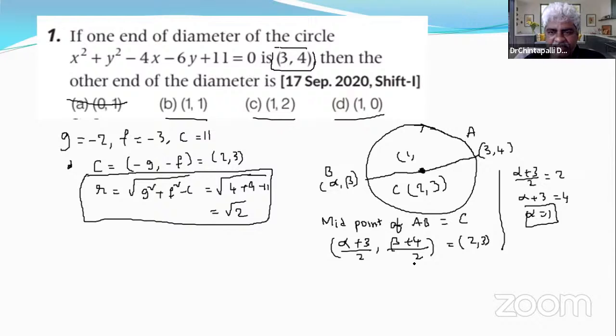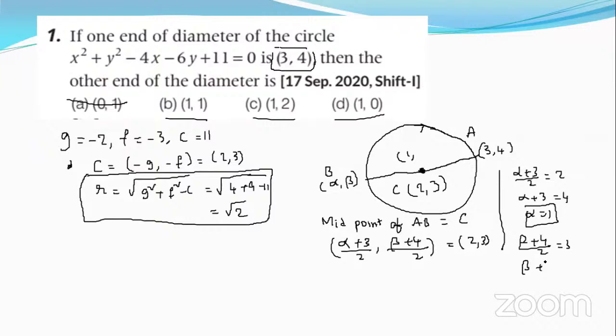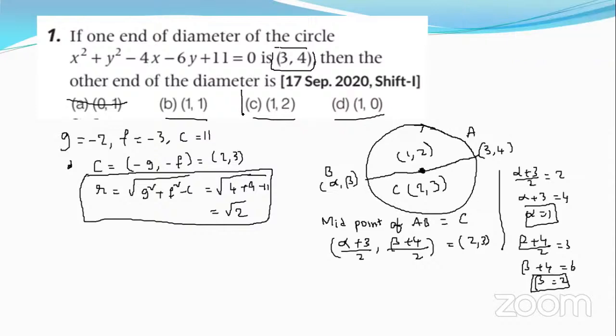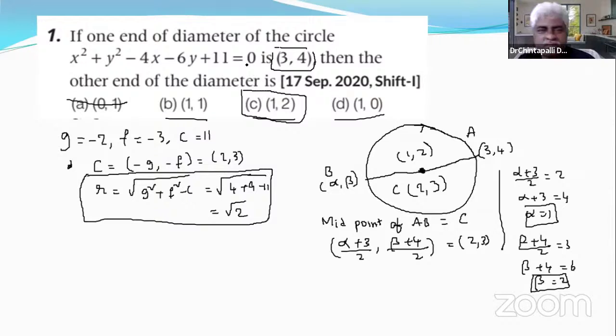Now, let us take the second point. (Beta plus 4)/2 is equal to 3. Beta plus 4 equals 6, beta equals 2, sir. So which option is the correct option? Option C, sir. Got it? Yes, sir.